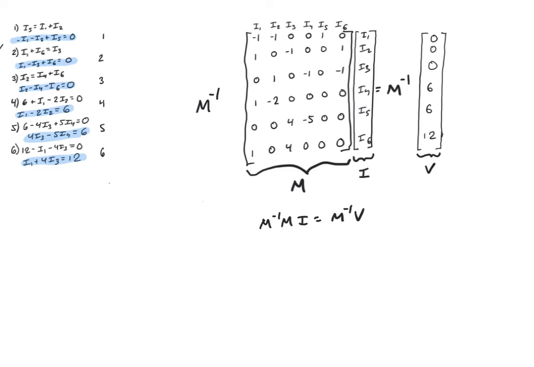And since M inverse times M is simply 1, it tells me that my currents are equal to the inverse matrix M times the vector V. And I already know what V is. I know all the elements of V. And M inverse is something that I can find because I know the matrix M.